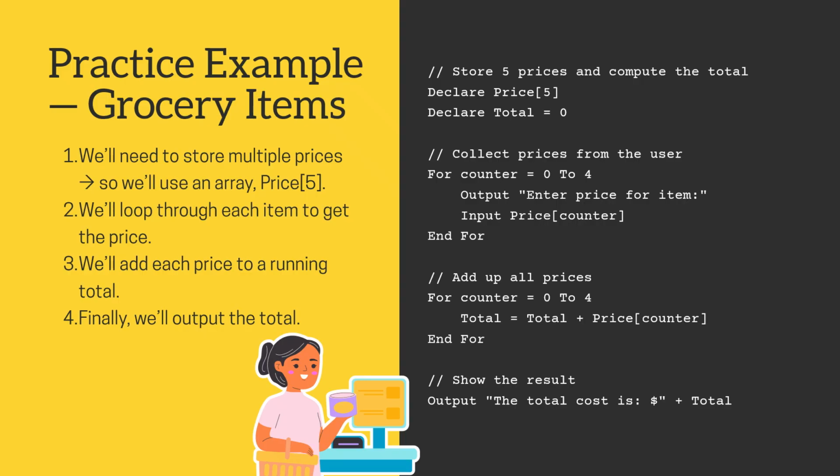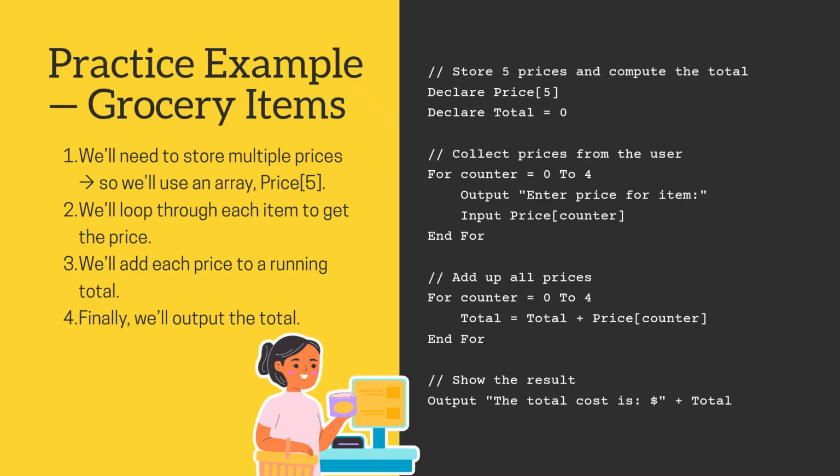All right, so here's our pseudocode. We store the 5 prices and compute the total. So we've created our array here. We've got our total, which is a variable, and we initialize that to 0. Then we're going to collect the prices from the user. So you've seen this. We've done this on a few slides.